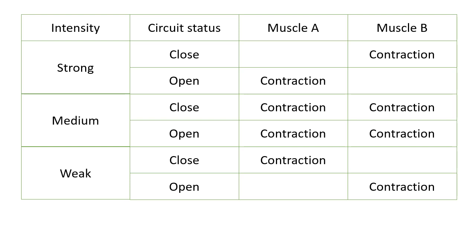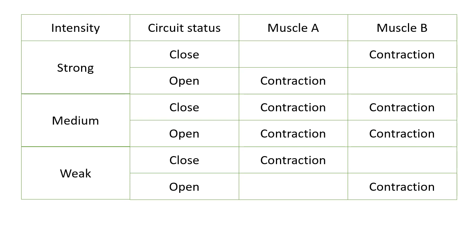So the headings are intensity, circuit status, muscle A and muscle B. The intensities we used were in 3 forms: strong intensity, medium intensity and weak. And for each intensity, when the switch was on or switch was off, the response at that time can be described as circuit is closed or circuit is open.